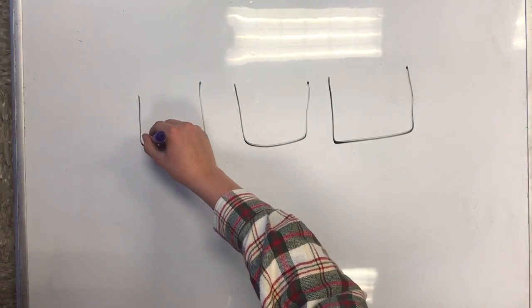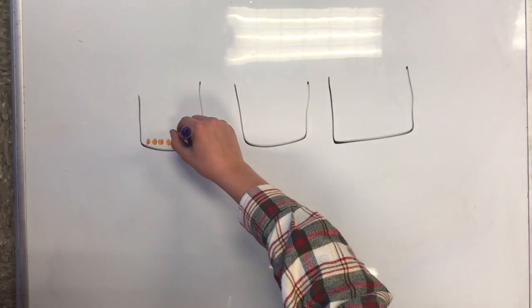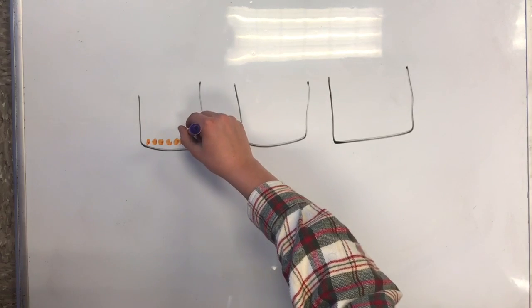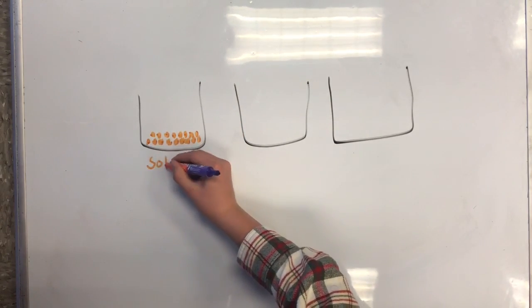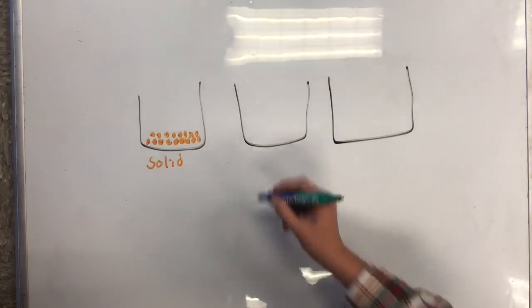The first is solid, and it's when the atoms are arranged in an organized and tight pattern that doesn't move very much. It is also the phase matter takes when it's in its coolest state, and it does not take the shape of the container.